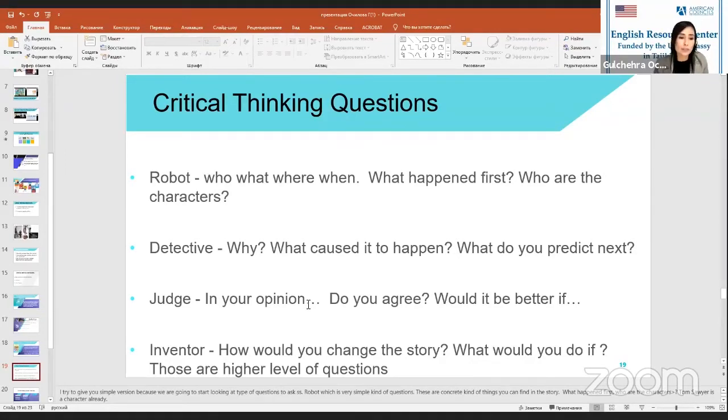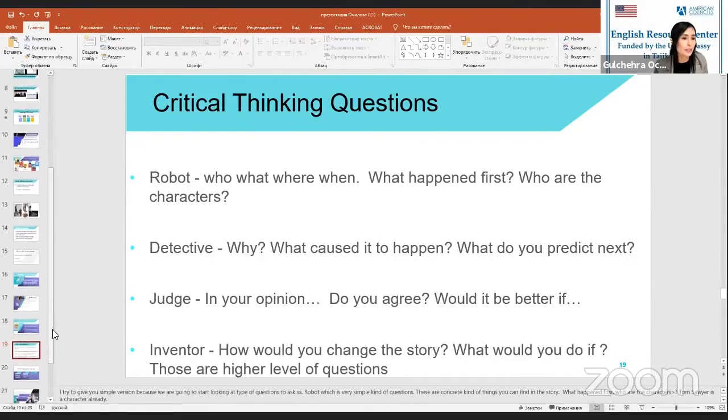The inventor is a little bit higher level question. For example, the student would change the story. So what would you do if, for example? It's a little bit higher level question, maybe for the student to change the story. So these are very good questions to use critical thinking.